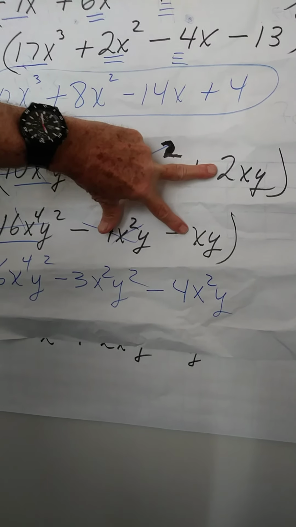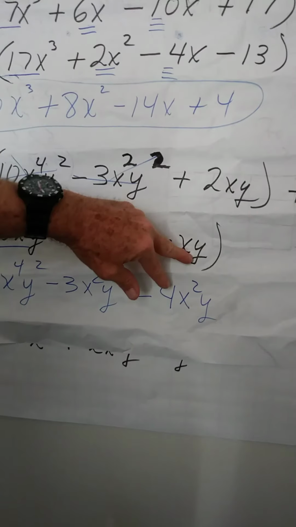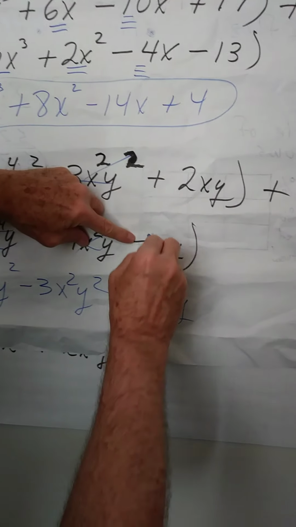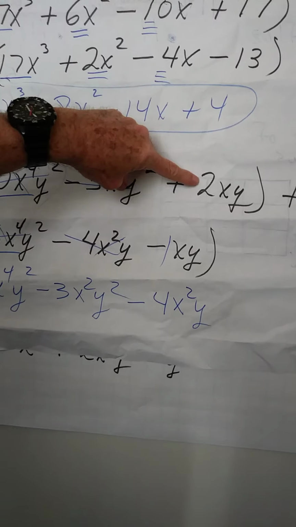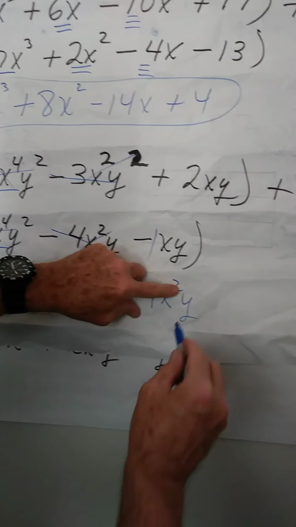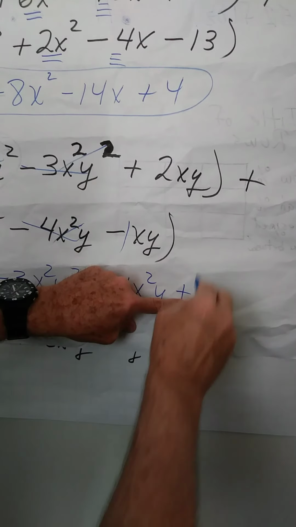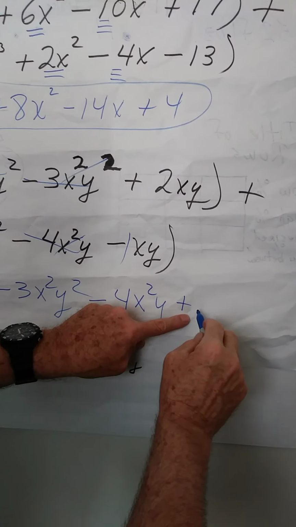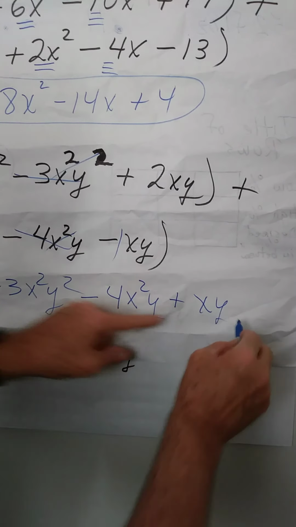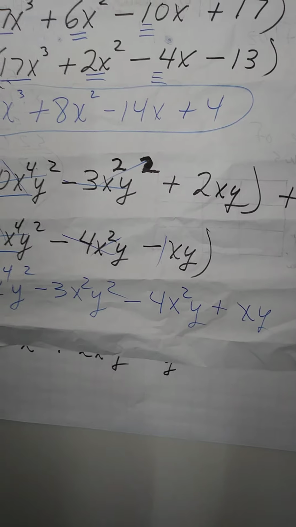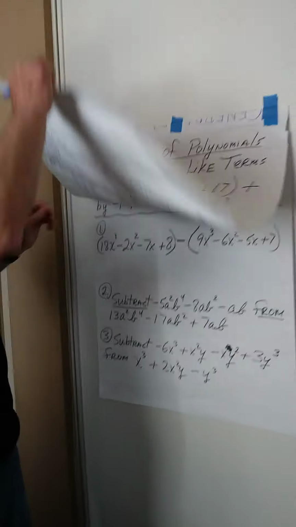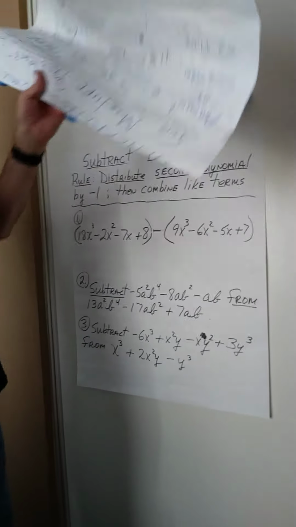But these last two, that's a positive 2, that's a negative 1. Positive 2, negative 1, a positive 1. You can show the positive 1, or you can just write down plus xy, and it satisfies the situation. Now that's addition. When we are adding, we combine like terms.